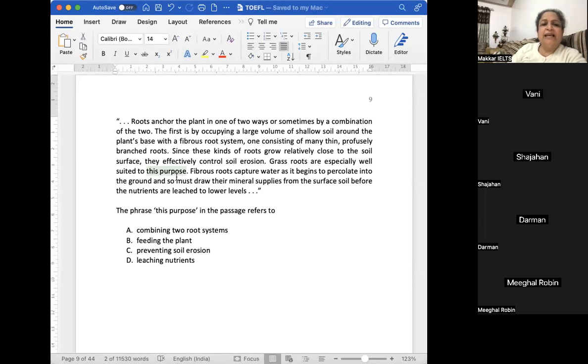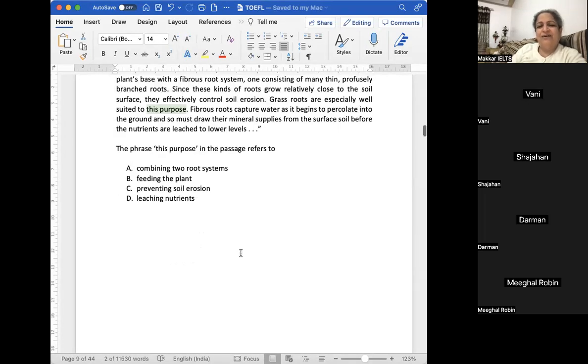This purpose, asked for what? This purpose means the purpose mentioned above: soil erosion. Yes, okay. Fibrous roots capture water. So you have to say this purpose in the passage refers to preventing soil erosion. It's clear, right? Yes, ma'am. Yes. All right.